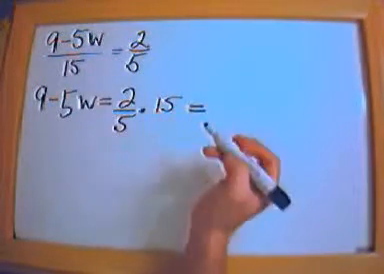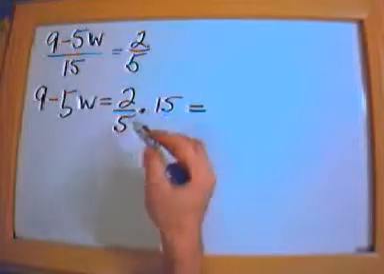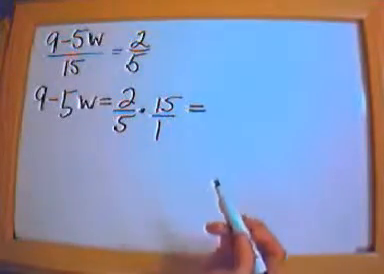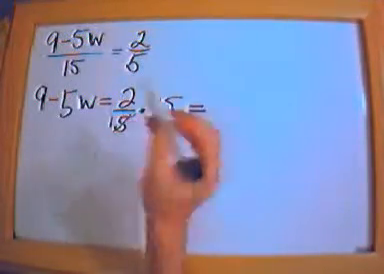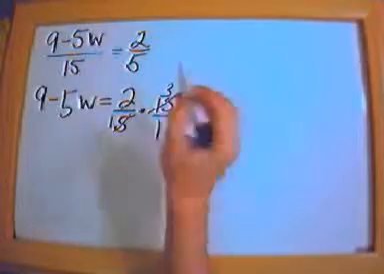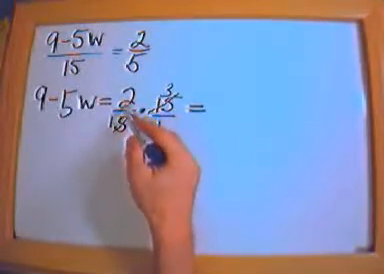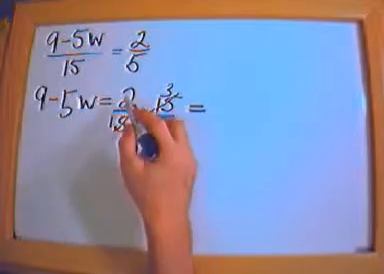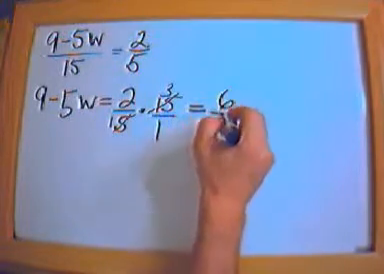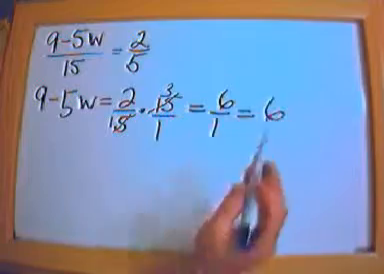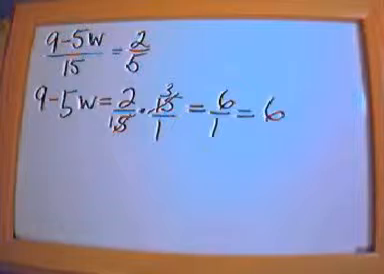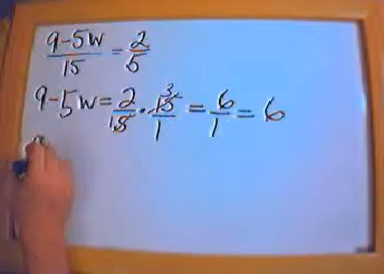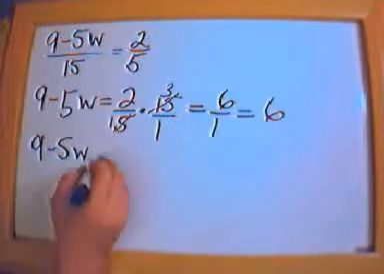Now the cute thing here on the right is that I can simplify this, because this is kind of like 15 over 1. I can divide both of these two numbers by 5. 5 divided by 5 is 1. 15 divided by 5 is 3. So I've reduced the right hand side to 2 over 1 times 3 over 1, which is simply 2 times 3 is 6 over 1, which is obviously 6. So this whole right hand side equals 6. That is true. So the next thing I want to do is, I'm left with 9 minus 5w equals 6.